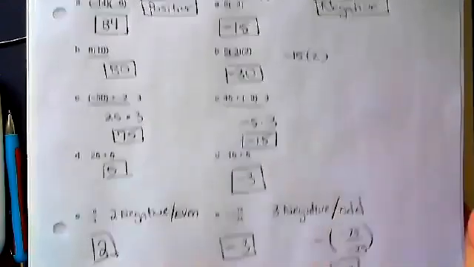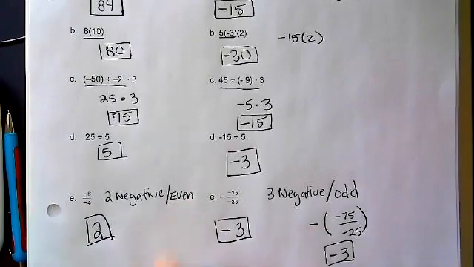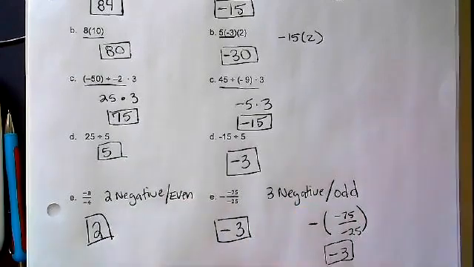But hopefully you're not having to break it down that much. You're just looking to see how many negatives are there. If there's an even amount of negatives, 2, 4, 6, 8 negative numbers, then it's going to be a positive answer. If there's an odd amount of negatives, just 1 or 3 or 5 or 7, then your answer will be negative.